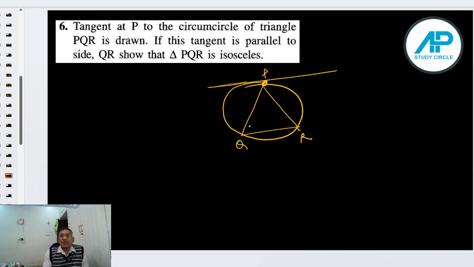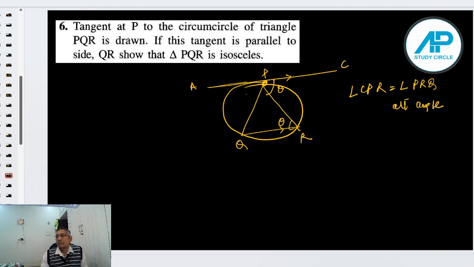At P, a tangent to the circumscribed circle of triangle PQR is drawn. Its tangent is parallel to side QR. These two are parallel, to show that PQR is isosceles. So I think this angle is theta. So this angle is theta. Take it as theta, and the same angle is equal to angle Q.